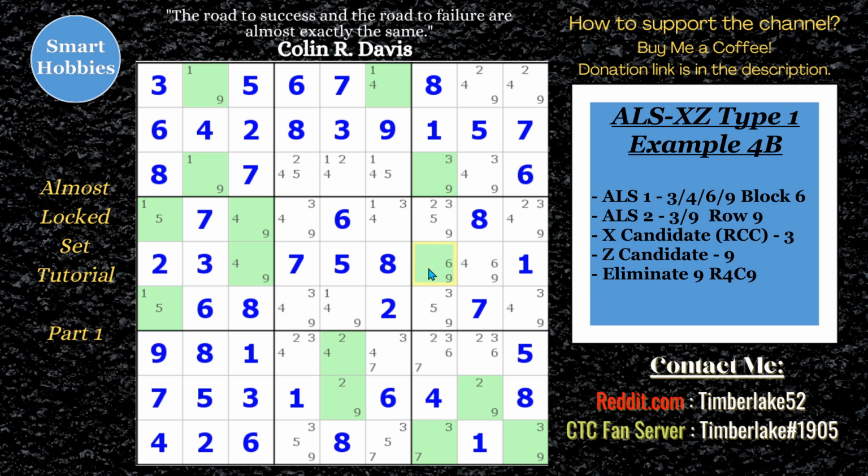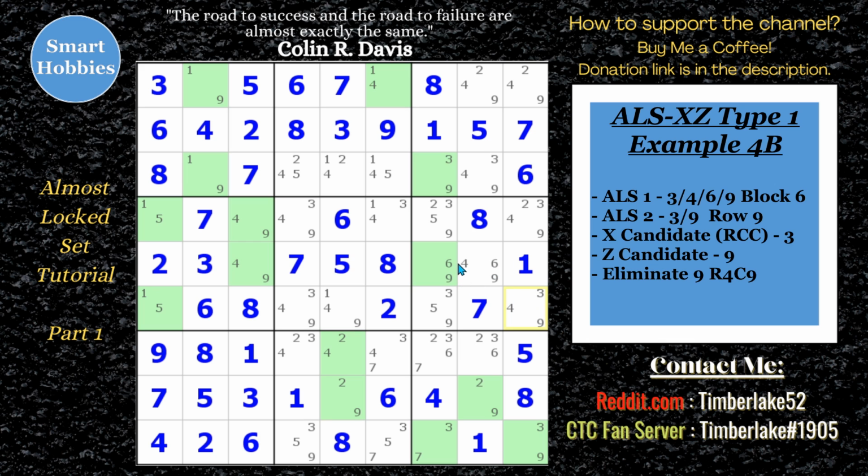And it focuses on this 6, 9 candidate right here, and then we can kind of stretch it out a little bit. So we got to focus. We got a 6, 9 here. You got a 4, 6, 9 here. And so does this. This in itself is an almost locked set, but doesn't really attach to anything else where we can make any eliminations. But if you add in this third cell, now you have a 3, 4, 6, 9.